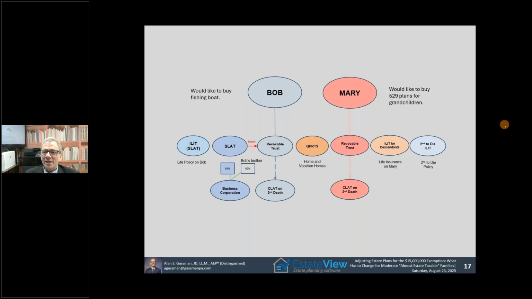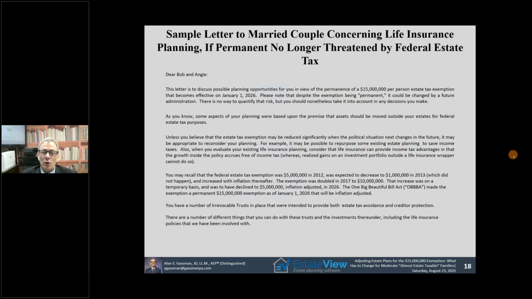And then how am I even relevant to Bob and Mary anymore? Other than they're still upset with me because of how complicated their estate plan is. How can I simplify this? Should we simplify this? And if they don't need me to help them save estate tax, can I now help them do better asset protection planning? And can I help them do better income tax planning? And the answer to all of those things is yes, I hope so.